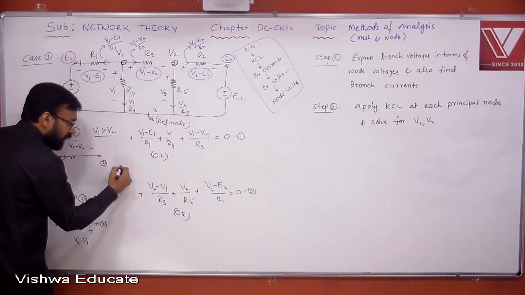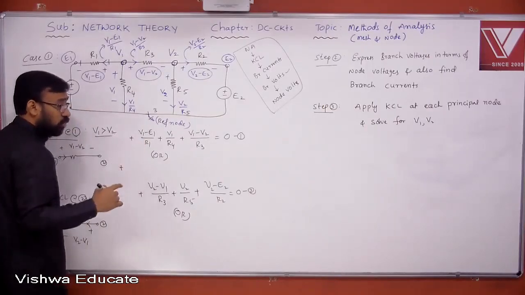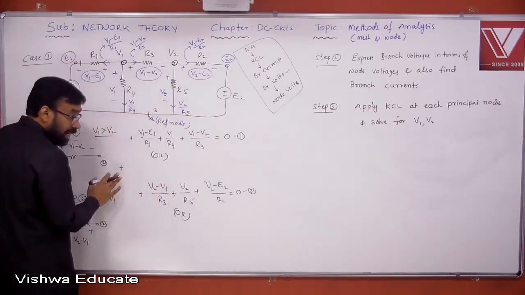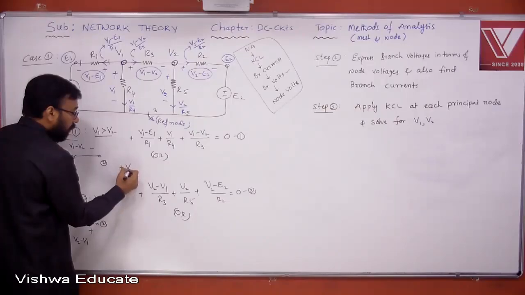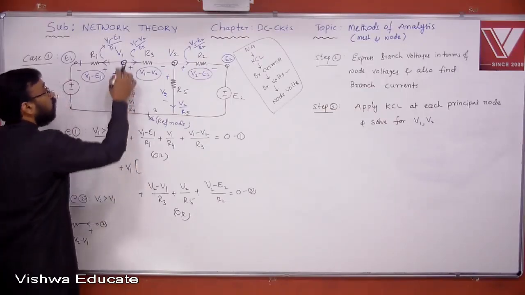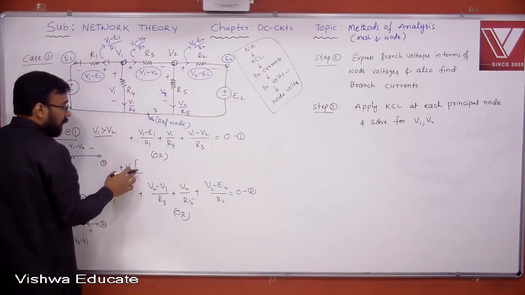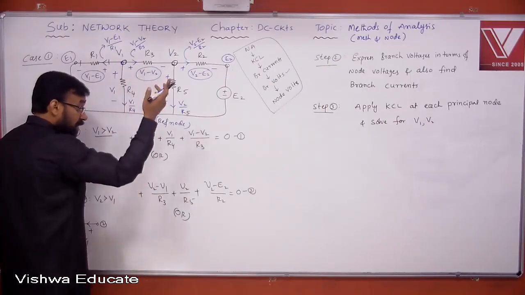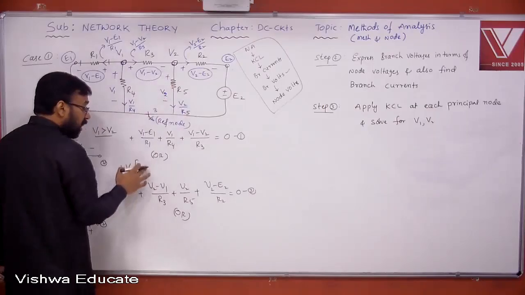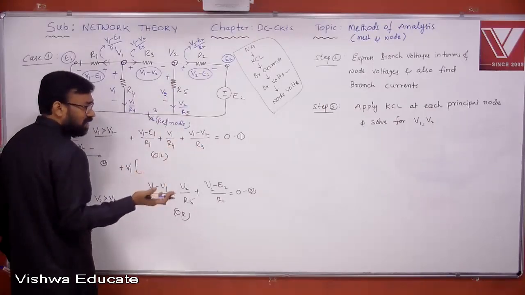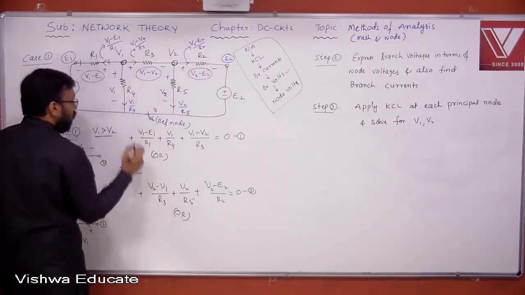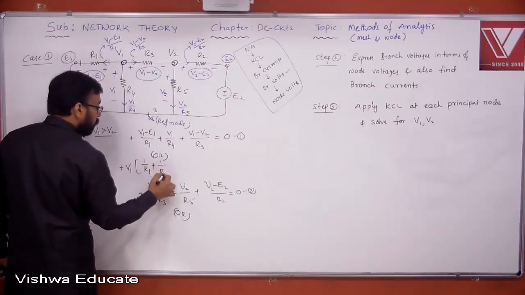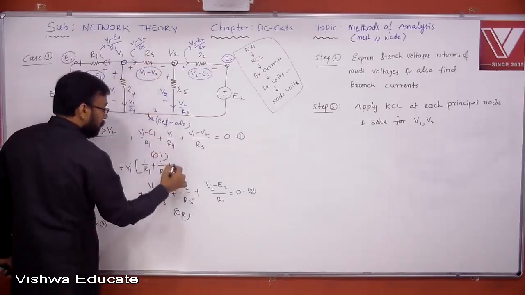Please select the predefined sign plus here, whereas in mesh analysis, I have chosen minus. It's all for my convenience, nothing else. And I'm selecting plus sign here. V1 of, what is the node voltage? V1 of the sum of conductances at node 1, whereas there it was the sum of resistances. Here, sum of conductances. What is conductance? Reciprocal of resistance. 1 by R1 plus 1 by R4 plus 1 by R3.